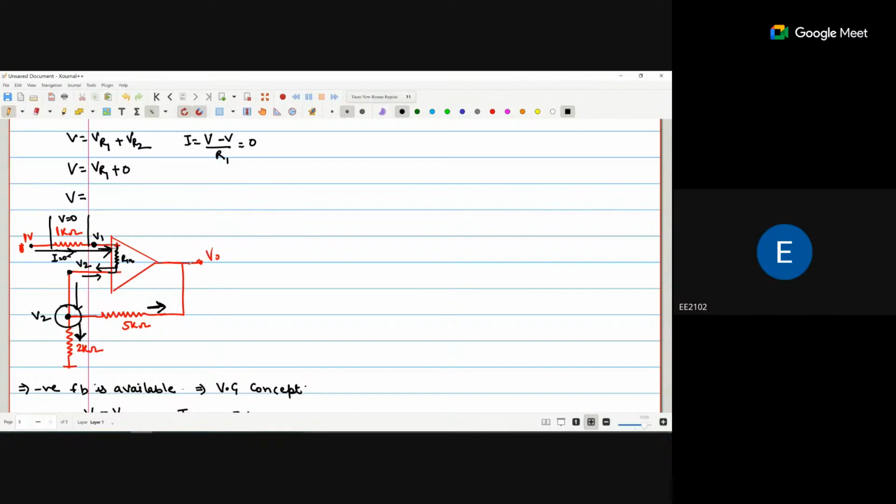Both are the outgoing current. I just say this is the I1, this is the I2. So I1 plus I2 is equal to 0. I think you are familiar with the KCL. All the incoming currents or all the outgoing currents should be equal to 0.